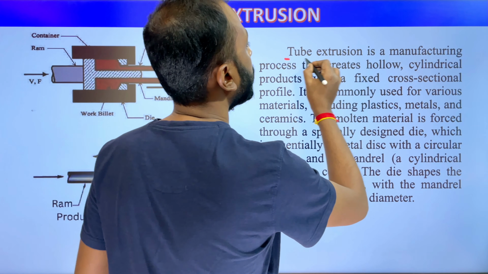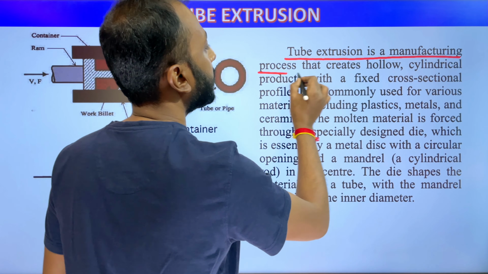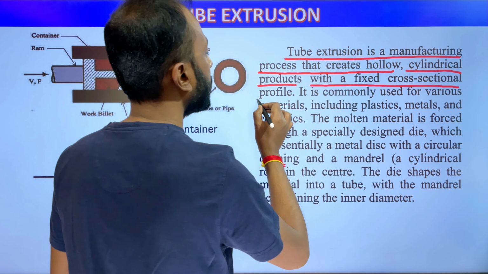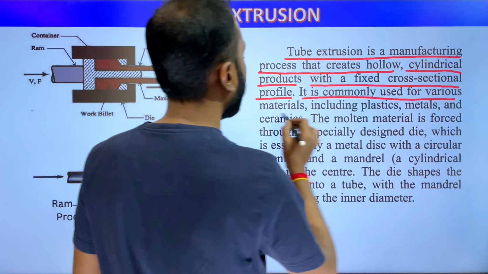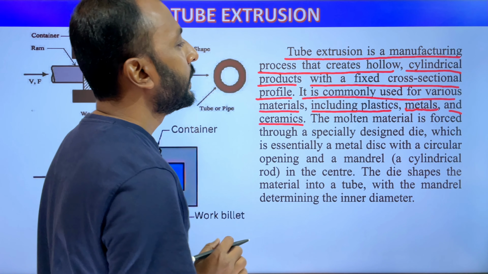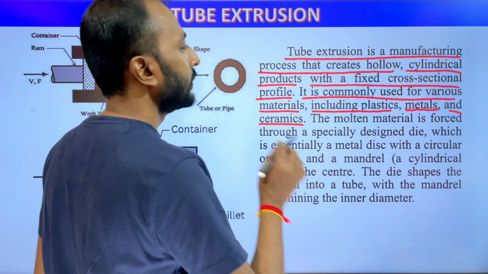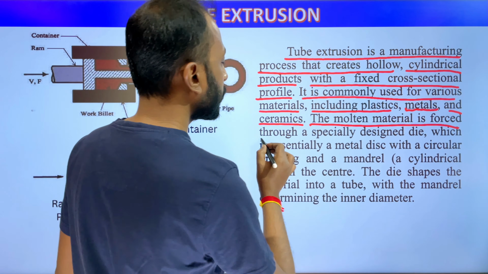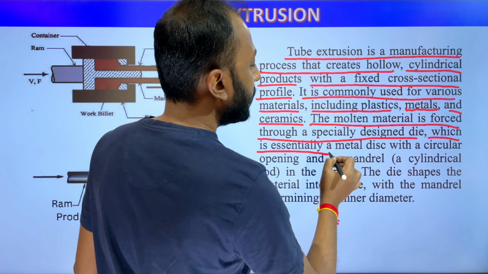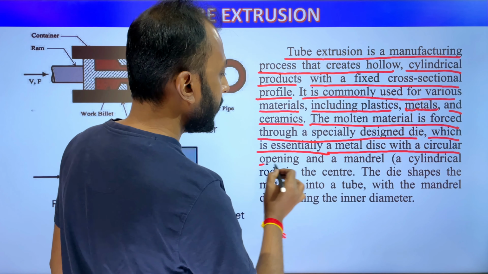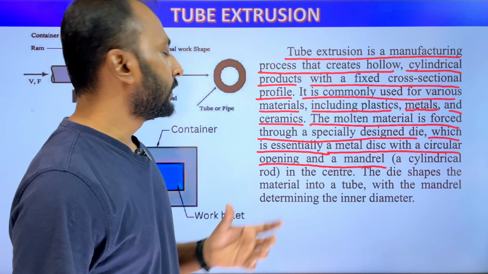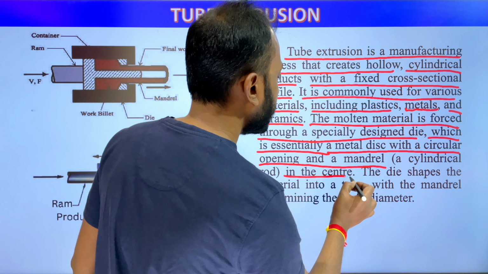So, tube extrusion is a manufacturing process that creates hollow cylindrical products with a fixed cross-sectional profile. It is commonly used for various materials including plastics, metals and ceramics, but our discussion is about metals. The molten material is forced through a specially designed die, which is essentially a metal disc with a circular opening and a mandrel. The mandrel is nothing but like a cylindrical rod in the center.